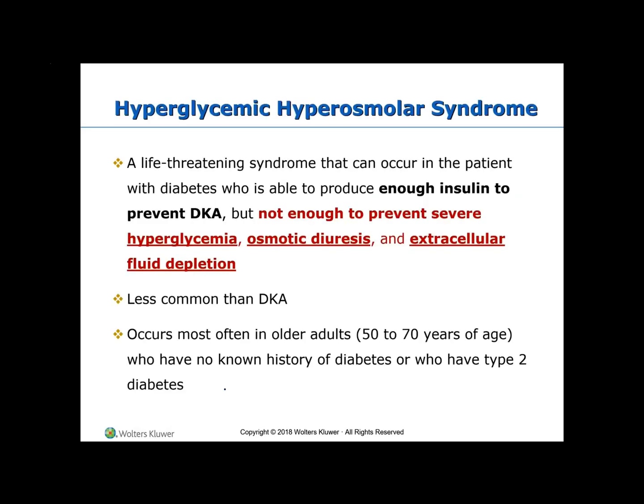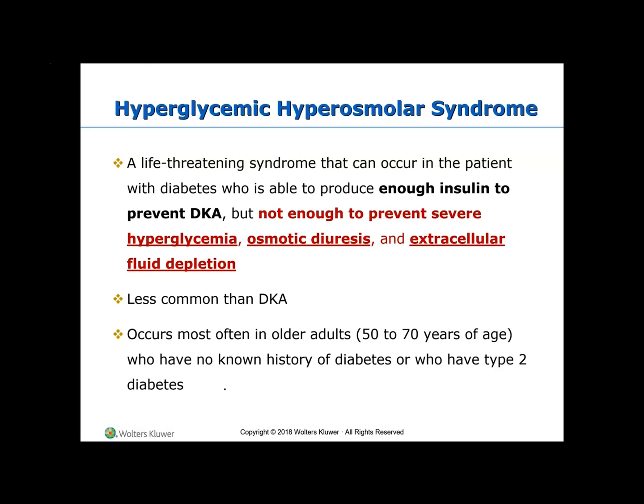HHS is a life-threatening syndrome that can occur in patients with diabetes who are able to produce enough insulin to prevent DKA. Like I said, these are your type 2 diabetics. They still are able to utilize some insulin, so it keeps off the DKA, but their blood sugars are still going up due to stress, due to whatever, and their body still can't handle that. So you're still going to have the hyperglycemia, the osmotic diuresis, the extracellular fluid depletion.